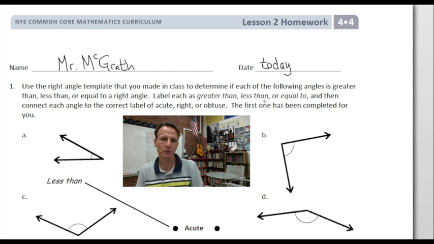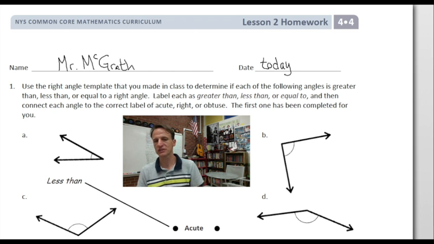So we have to determine if the following angles are greater than, less than, or equal to a right angle. Label them greater than, less than, equal to, and then connect each angle to the correct label of acute, right, or obtuse. And you see they did the first one for us. They said this is less than a right angle, and therefore it's acute.